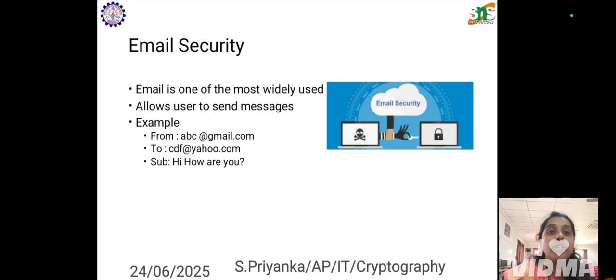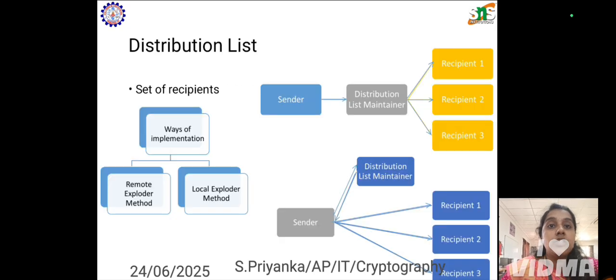For example, from abc@gmail.com, which is the sender's mail address, to cdf@yahoo.com, this is the receiver's email address. Here, the subject is "hi, how are you?" This is a message we are sending from person A to person B, in which they both have a separate email address. Through this mail address, we are sending these messages.